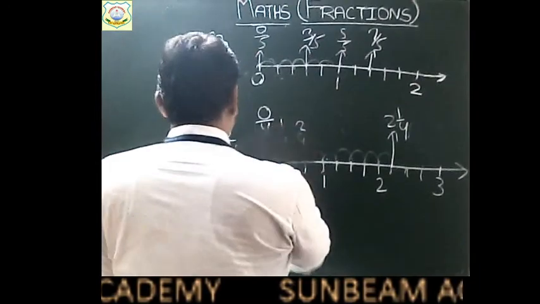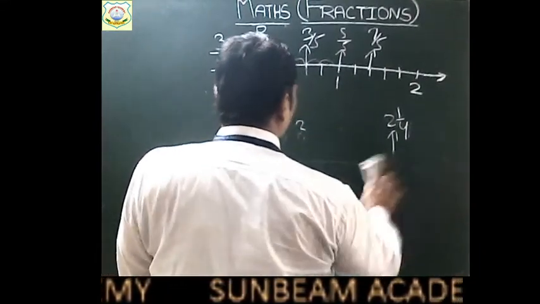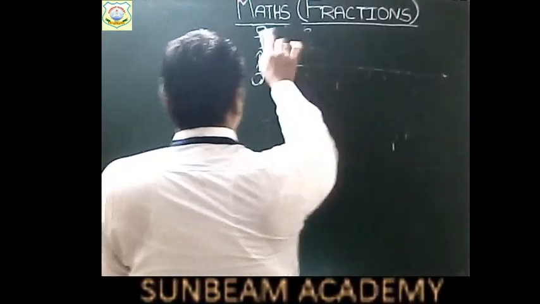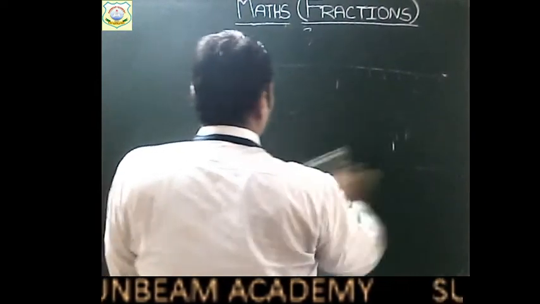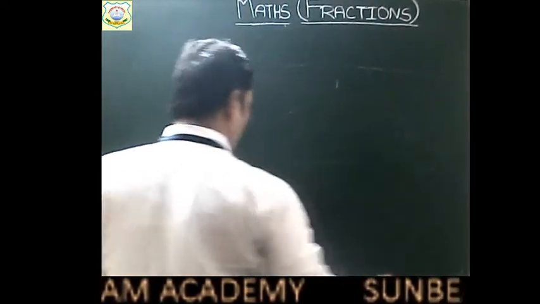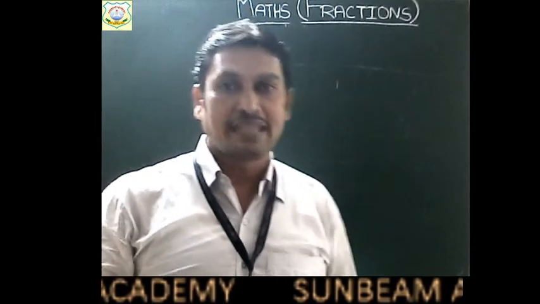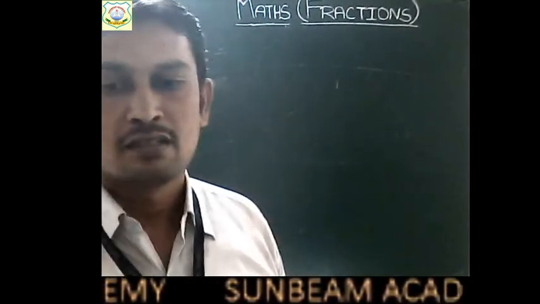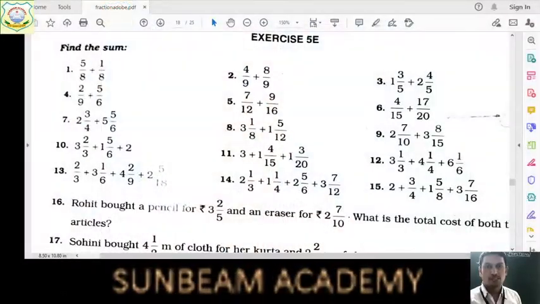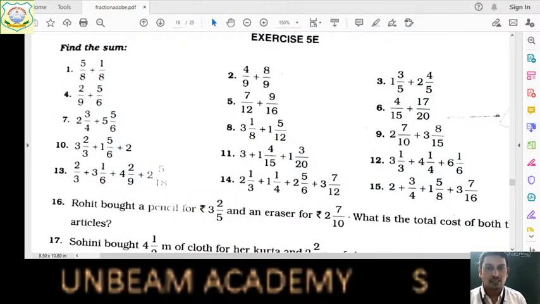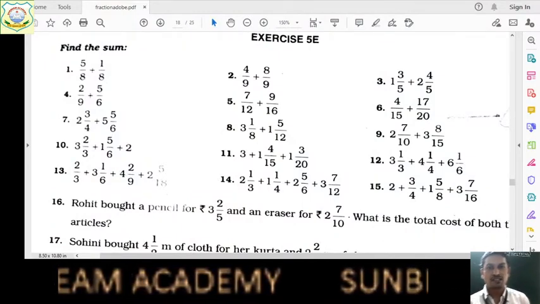Now, children, with this, I think this is clear to you all. You can see the example from the book also and practice this. Now, as we don't have much time, children, we will move to our next topic, and that topic is questions from exercise 5E. So, children, you can see here the questions from exercise 5E.